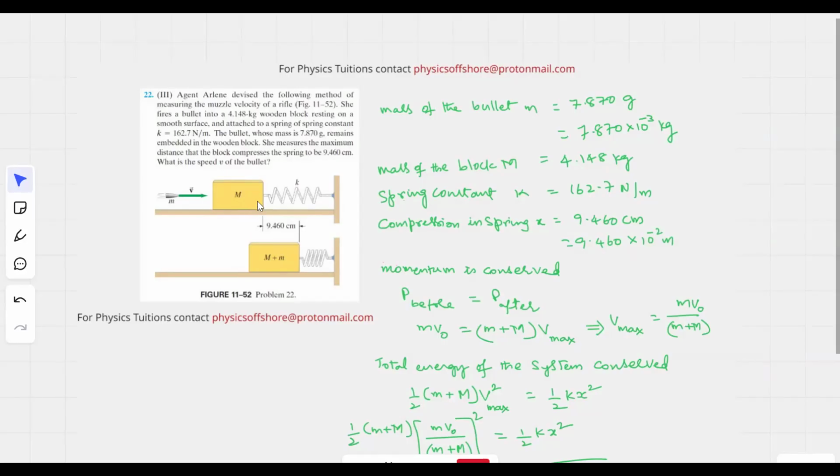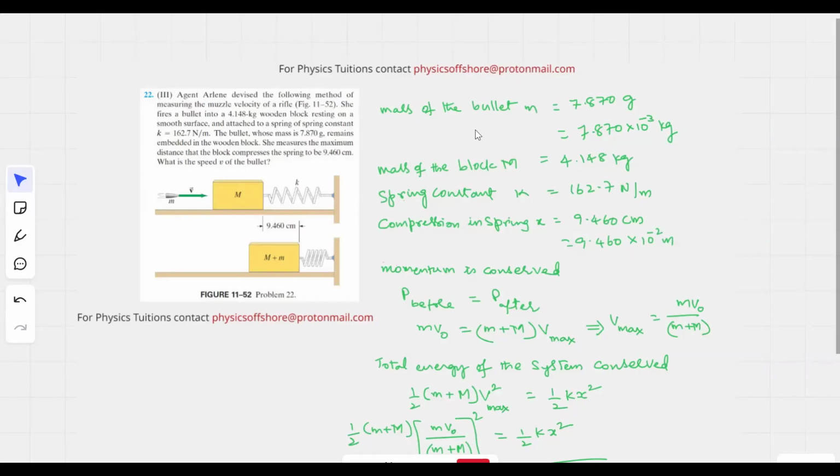A bullet is fired into a block and the block is attached to a spring. The spring is connected to a rigid support. Because the bullet gets embedded into the block, it compresses the spring and then the spring oscillates. So the oscillations are simple harmonic in nature. But before going to that part, here we are supposed to find out the velocity of the bullet.